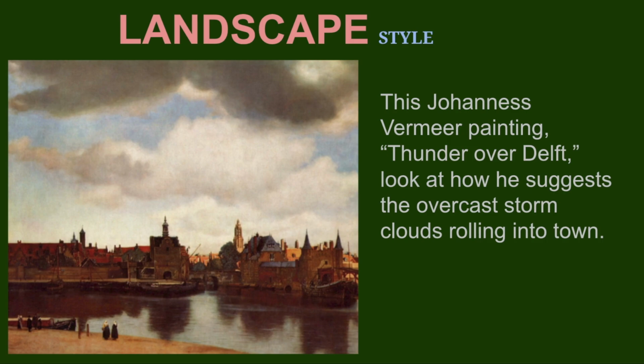Contrasting from that, a different style done by Johannes Vermeer. This is called Thunder over Delft. He was very much concerned with trying to be very photorealistic, where you can see the shadow of the clouds over the town.